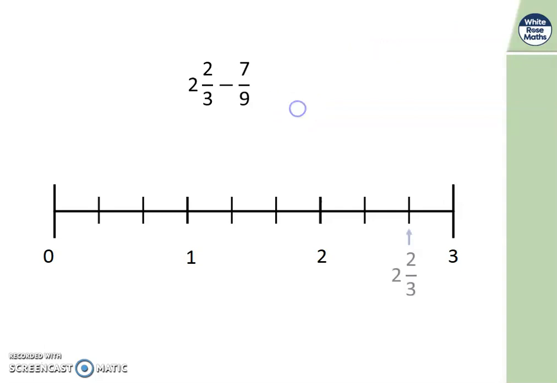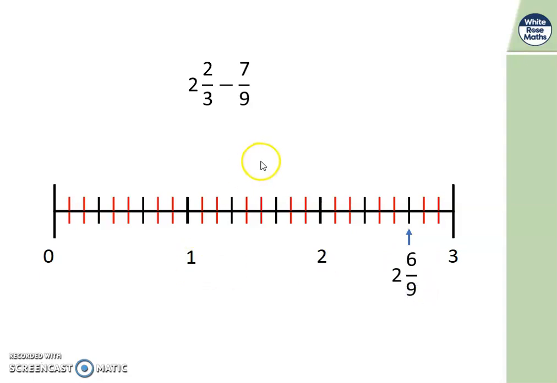So, first of all, we need to look at where 2 and 2/3 is. That's 2 whole ones, 1/3, 2/3. So it's here. Next, we need to divide each of those parts to make them into 3 parts instead of just 1. So we've changed this into ninths. So therefore this one will be timesing each part by 3. So it's 2 and 6/9. Then we're going to find out where 7/9 would be. There it is. And we're finding the difference between them.